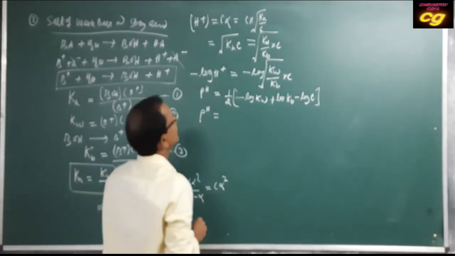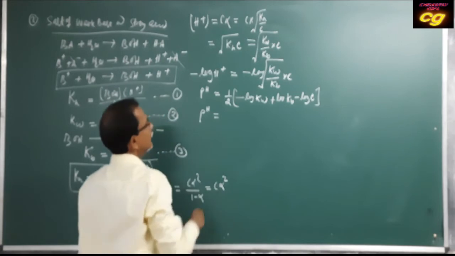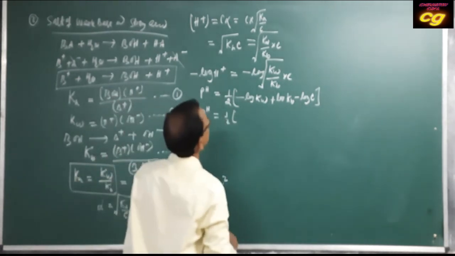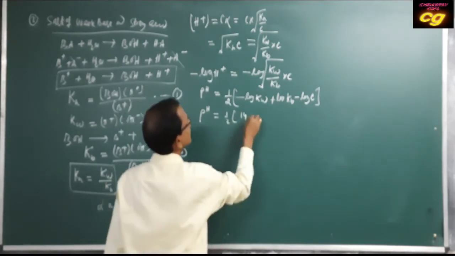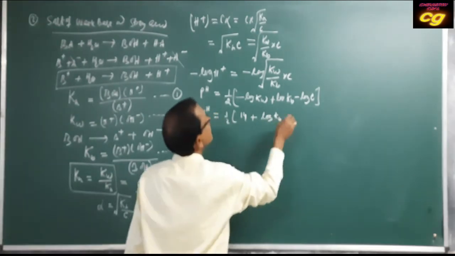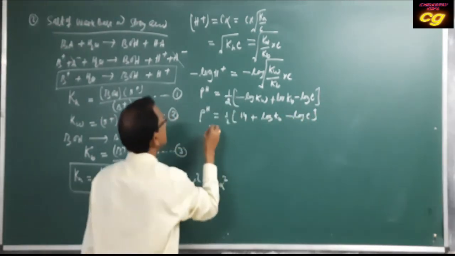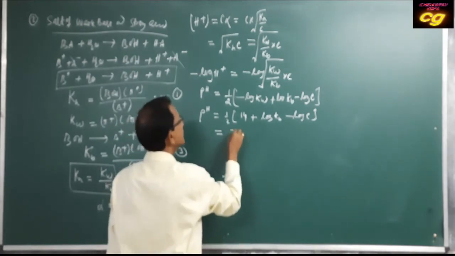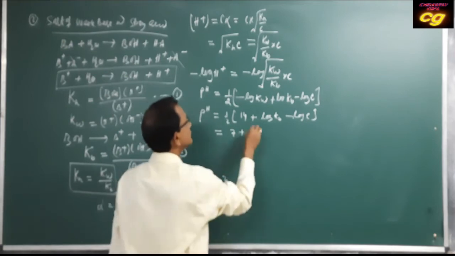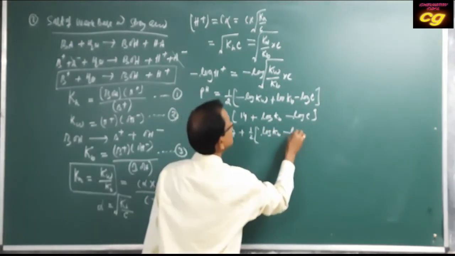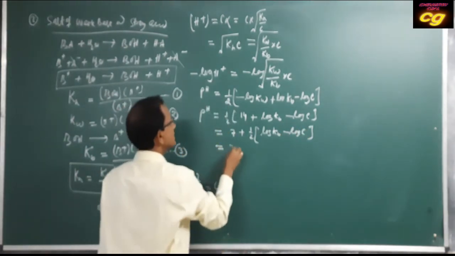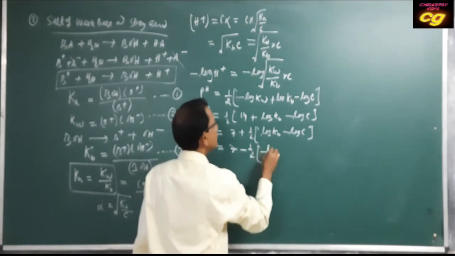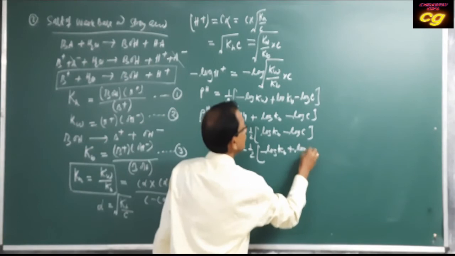Now pH is equal to half, and minus log Kw, the result is 14, that is 14, then plus log Kb, then minus log C. If you multiply the half inside, that is 7, then plus half of log Kb minus log C. Then 7, if you write minus here, 7 minus half, then it will be minus log Kb plus log C.